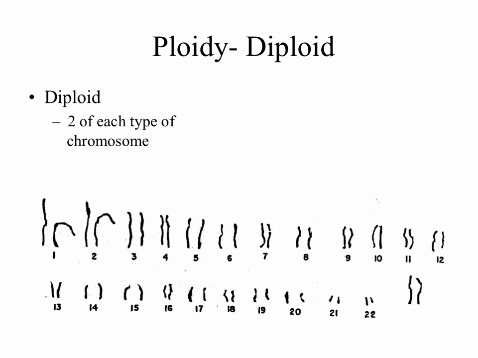A cell that is diploid has two of each type of chromosome. So here in this karyotype below, we see that there are two of each type of chromosome. Again, the chromosomes are numbered. We see those numbers down on the bottom with sex chromosomes at the end. So diploid is two of each type of chromosome.